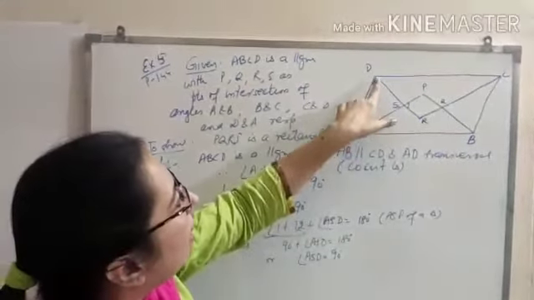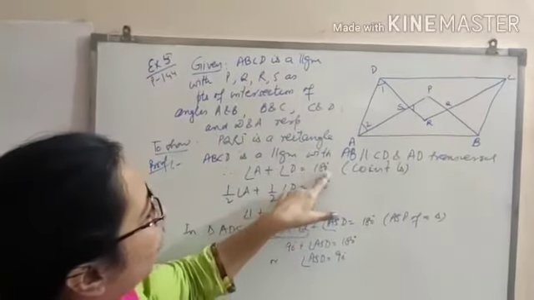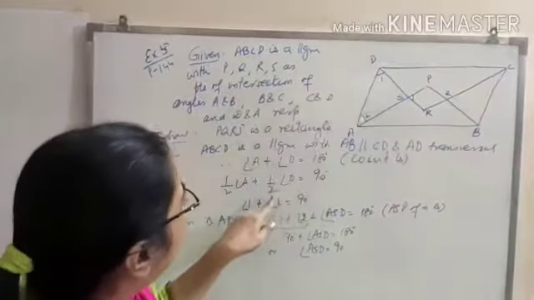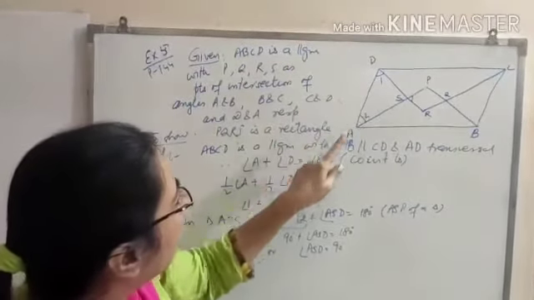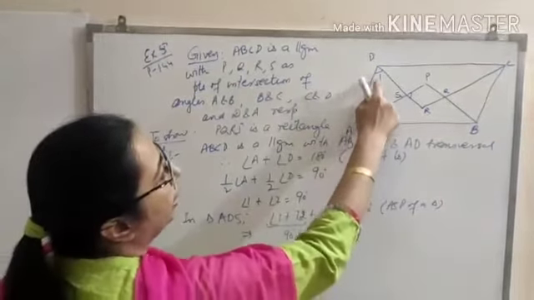So I will take half of angle A plus half of angle D is equal to half of 180, that is 90. Half of angle A I am taking as angle 1 and half of angle D is angle 2. So 1 plus 2 is equal to 90 degrees.